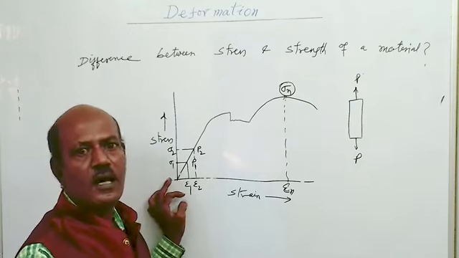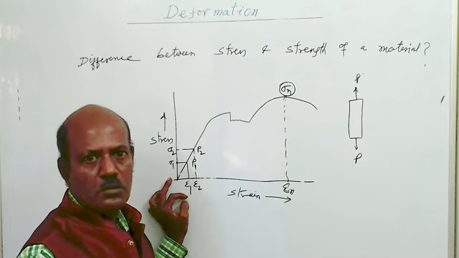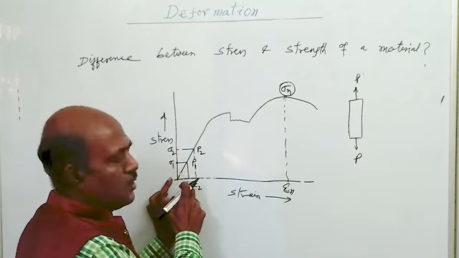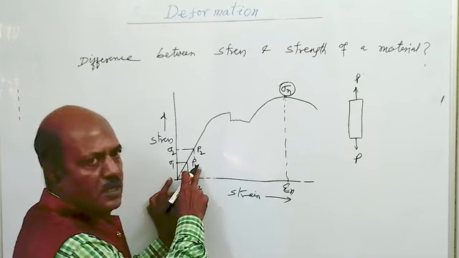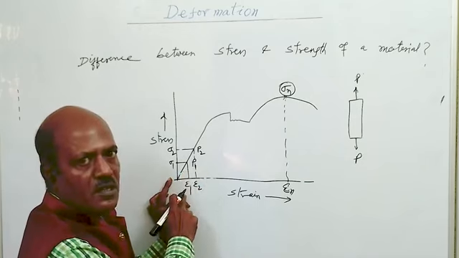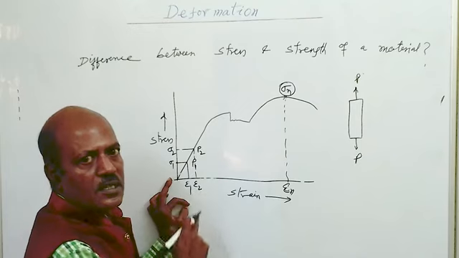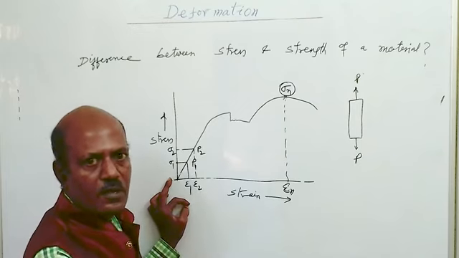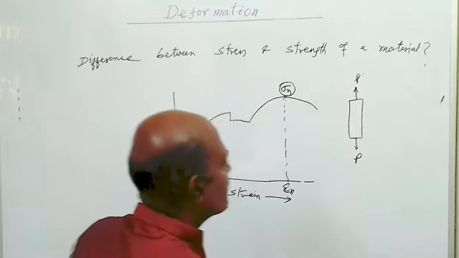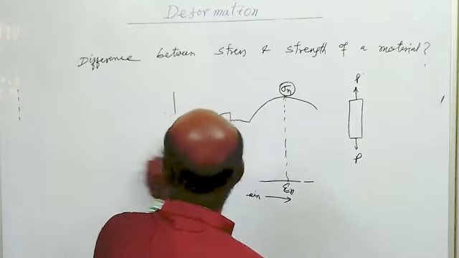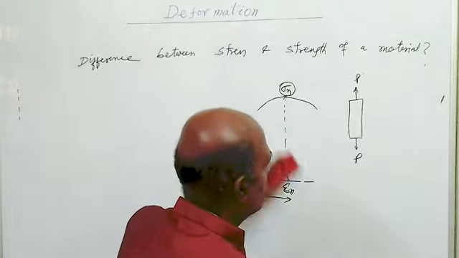But what is stress? Stress depends on the load value. So load divided by original cross section. Actually it is not the load, it is the resistance developed in the body per unit cross sectional area that is called the stress developed in the body, and it depends on the P value.